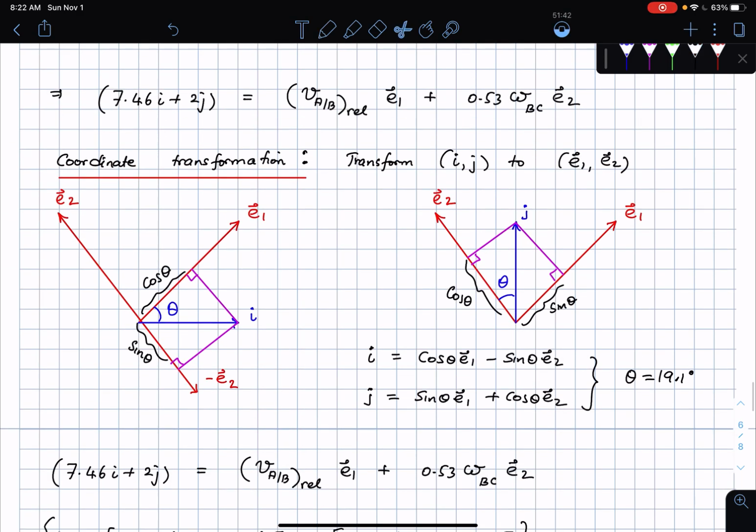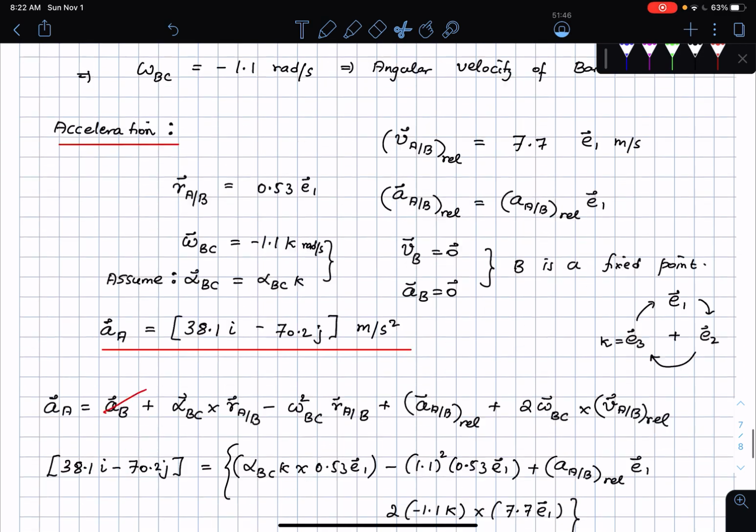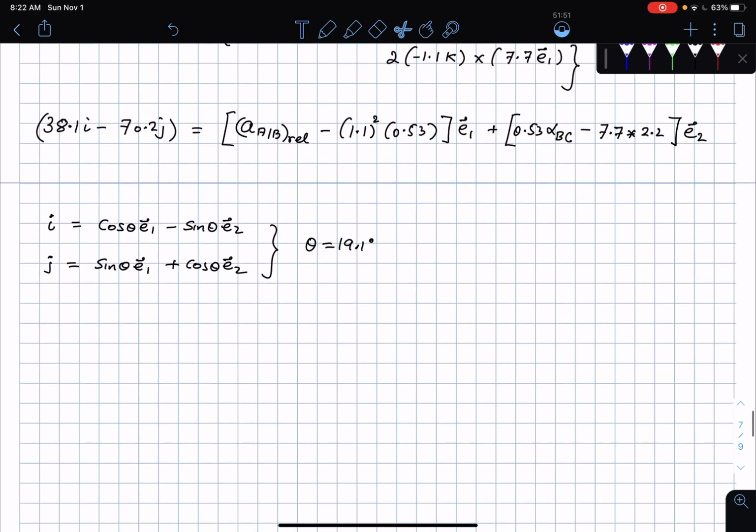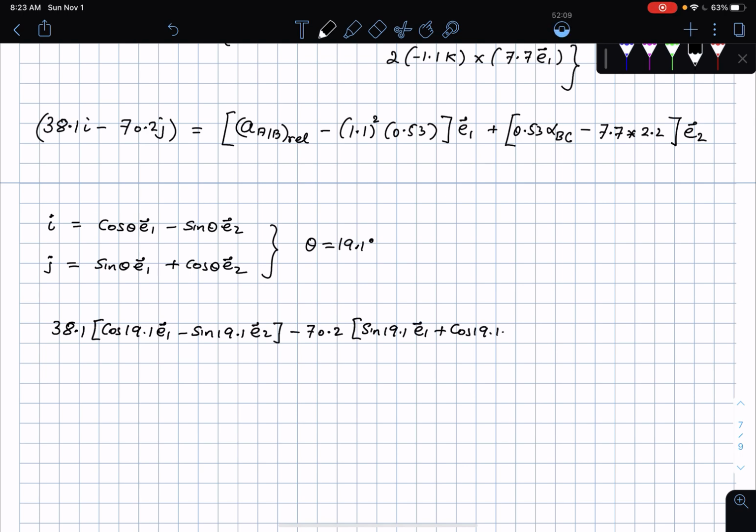Okay, so here is what I had for the coordinate transformation. Copy that and bring it down here. Okay, then start doing all the substitutions. This is just going to be a huge mess, as you know. Right, so this is cosine 19.1 E1 minus sine 19.1 E2 minus 70.2 times sine 19.1 E1 cosine 19.1 E2. Okay, and that's all the terms there.